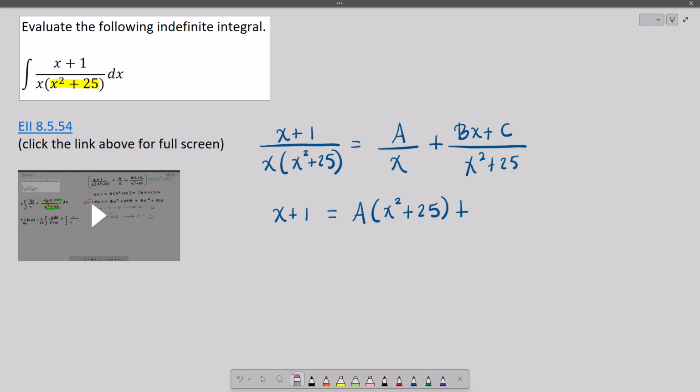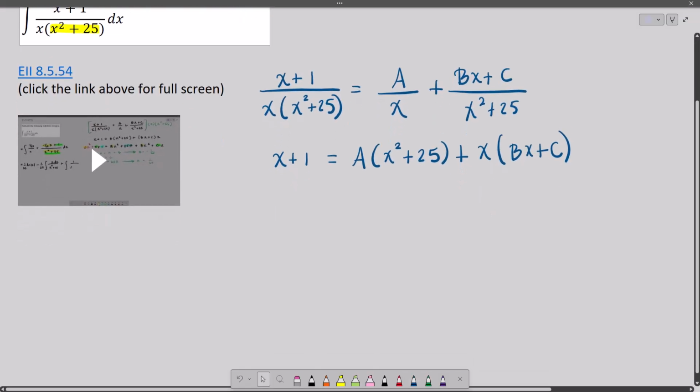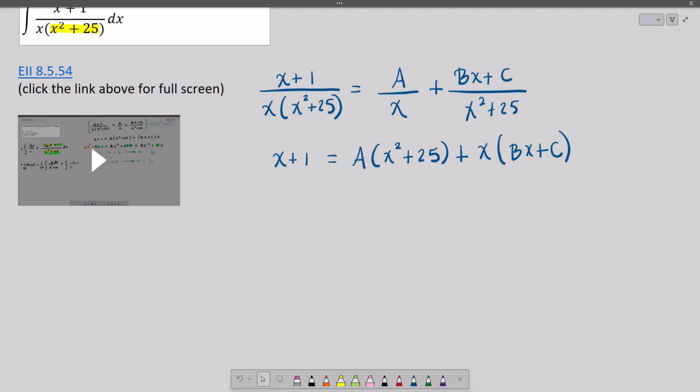And on this side, let's see, we get the x multiplied by bx plus c. We'll have that. So that's our PFD equation. And with an irreducible quadratic in there, using the convenient value method, there's one convenient value of 0. So we could try to do a hybrid method. Let's just go the traditional method this time all the way through. So we'll distribute everything and then we'll match coefficients.